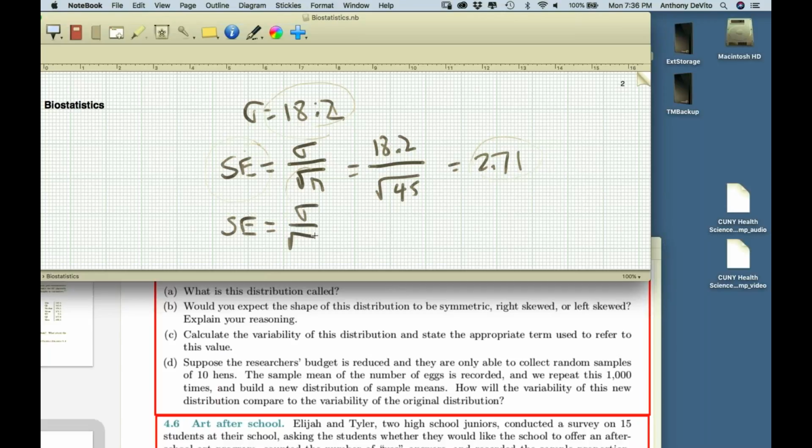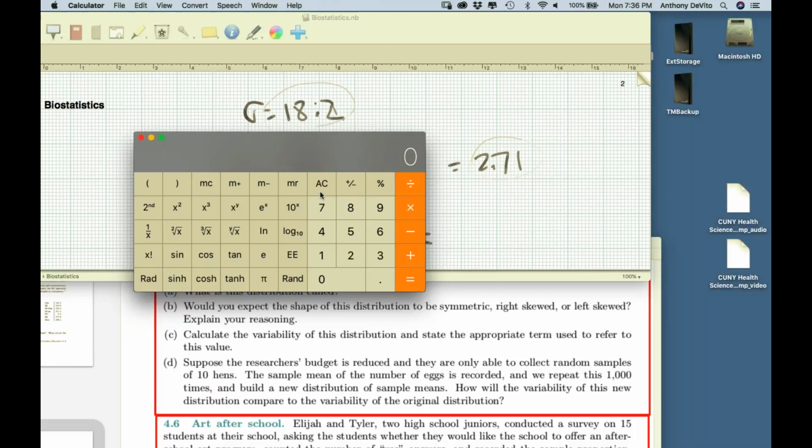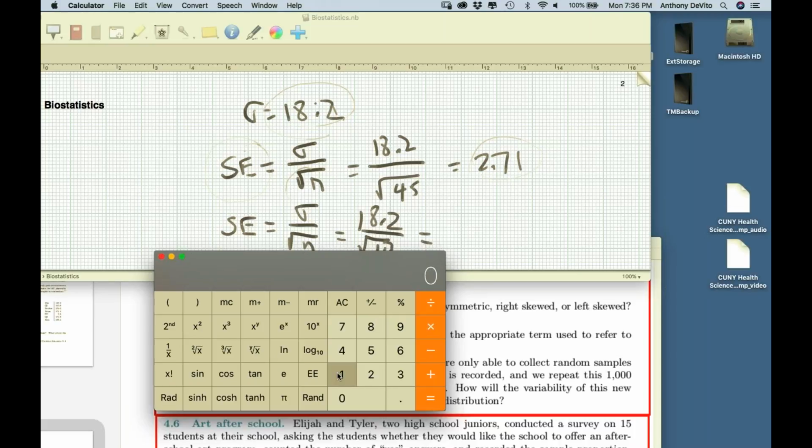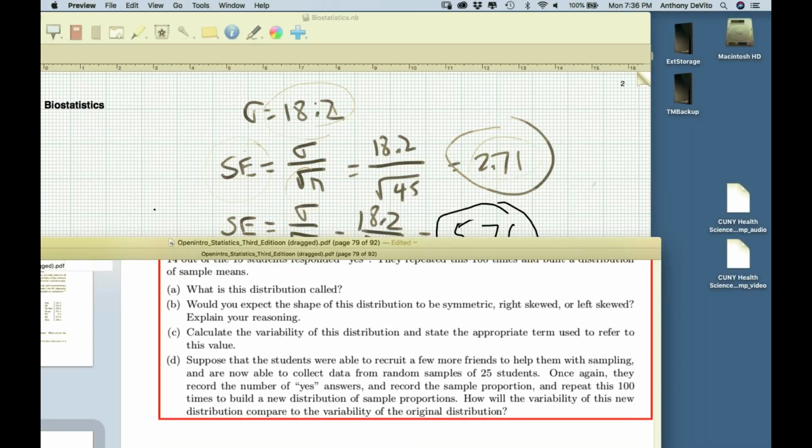So it's going to be sigma over the square root of n, 18.2 divided by the square root of 10. Let's work that out now. Let me clear my memory. The square root of 10 goes into memory, and 18.2 divided by the square root of 10 is equal to 5.76. Right, so the variability is much larger than it was for the sample where sample size was 45, versus a sample size of only 10. So we got a much more variable outcome.